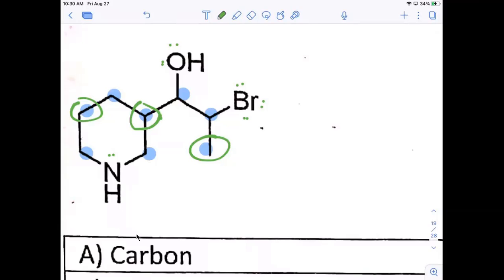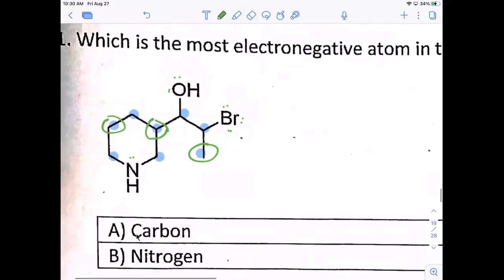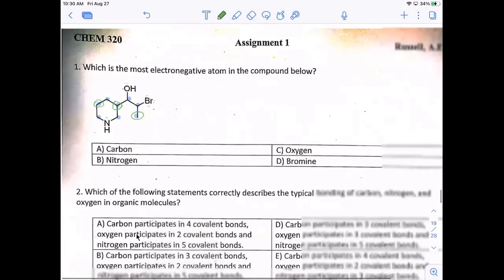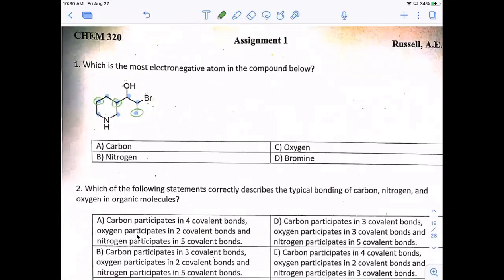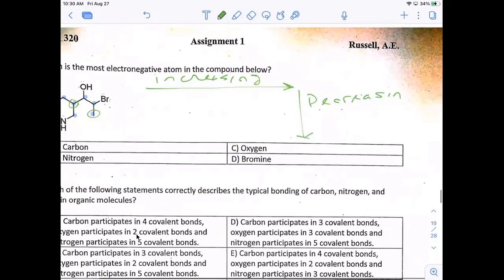All right. So let's go and answer the question. What's the most electronegative atom in the compound below? What do you think? Look at the periodic table. Do y'all know the trend? Remember the trend from Chem part 1? It's increasing left to right. Is it oxygen? Oxygen. Good. Increasing left to right, and then decreasing from top to bottom. Is that right? Yes. That's the trend for electronegativity.